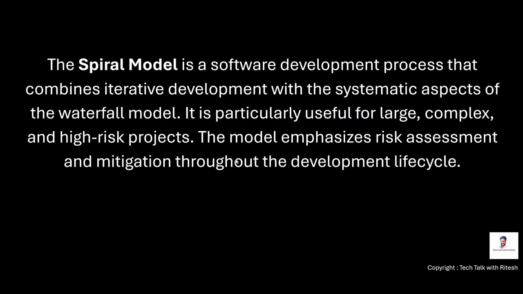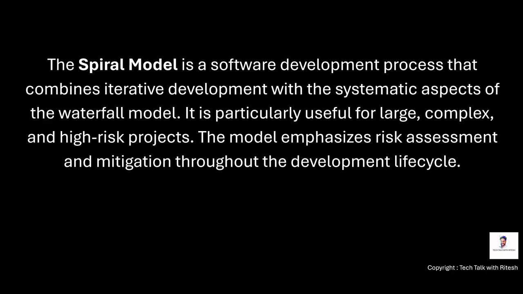So the first one is spiral model. The spiral model is a software development process that combines iterative development with the systematic aspect of the waterfall model. It is particularly useful for large, complex and high-risk projects. The model emphasizes risk assessment and mitigation throughout the development lifecycle.